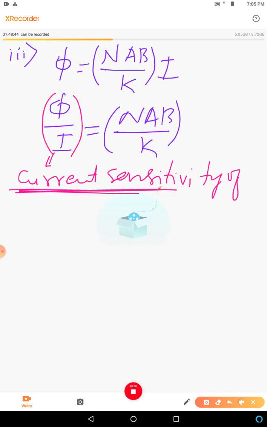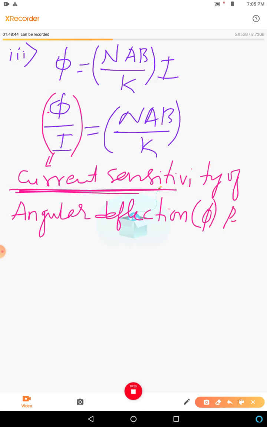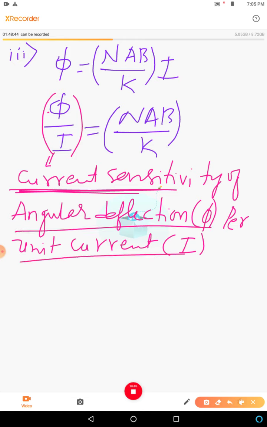How to define current sensitivity? What is phi? Angular deflection per unit current, that is I. So that is called current sensitivity. How to define current sensitivity of a galvanometer? Angular deflection per unit current, that is called current sensitivity of a galvanometer.